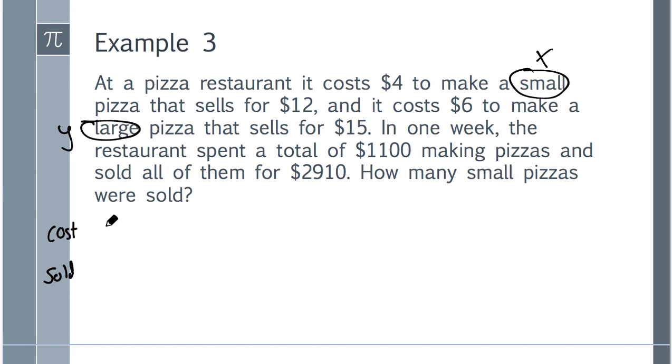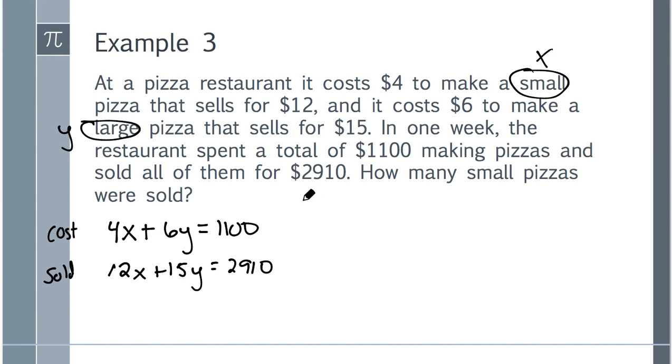So for the cost, it looks like it costs $4 per small pizza plus $6 per large, and that's going to give me a total of $1,100. When I sell it, I sell small pizzas for $12, I sell large pizzas for $15, and I'm going to make $2,910.